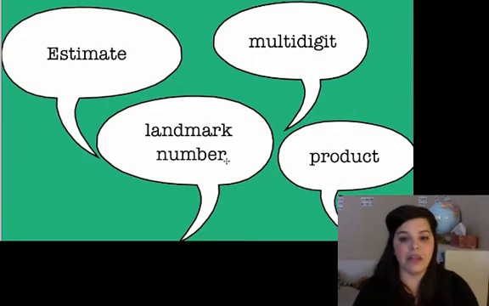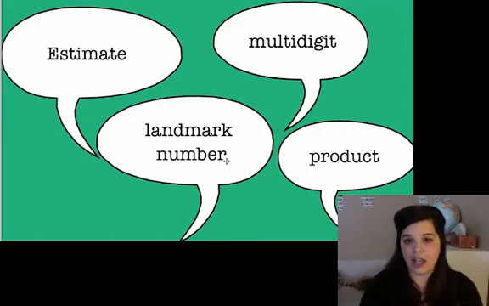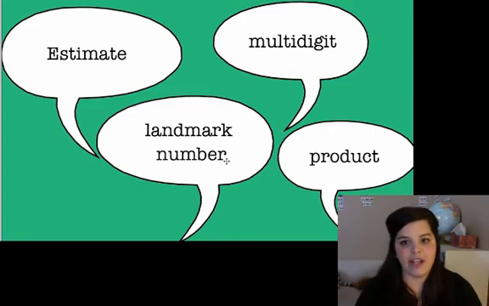Down below, I'm dealing with landmark number. A landmark number is that safe place to go to. When I'm estimating, maybe I want to round down or round up to a certain item, and that's going to be called a landmark number. And we've used those with addition lines and subtraction lines and all kinds of stuff all year long.